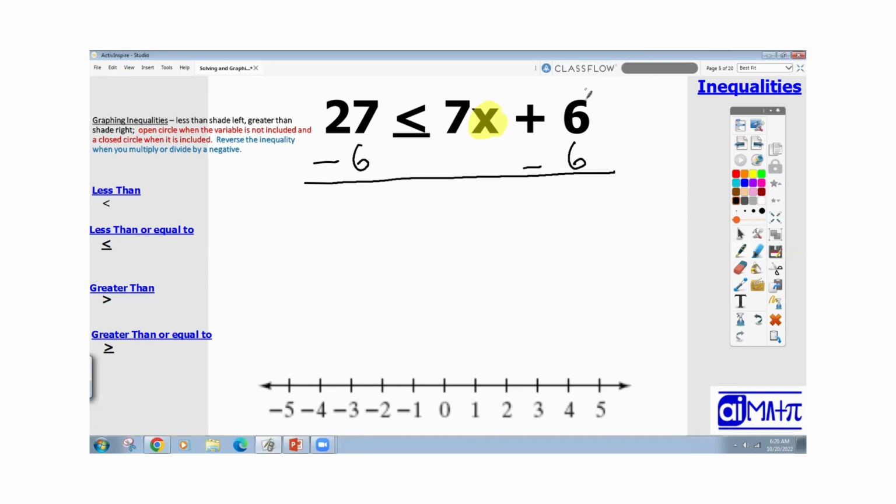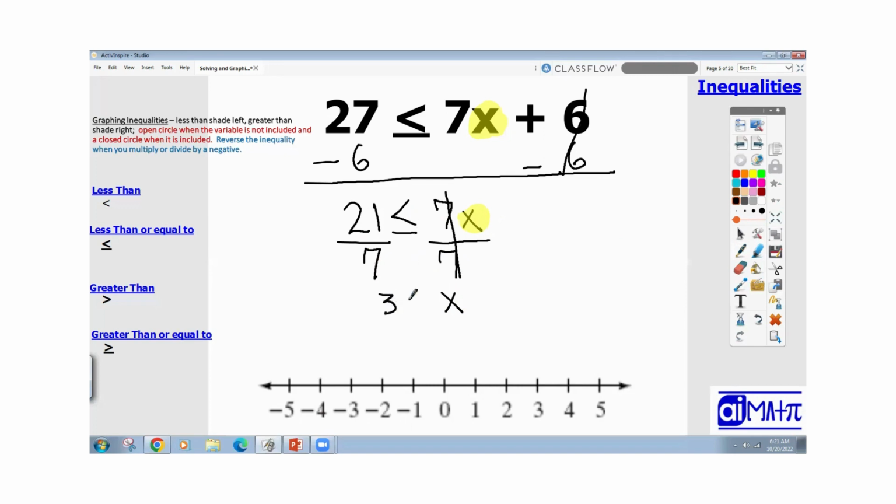6 minus 6 is 0. That cancels out. 27 minus 6 is 21. Is less than or equal to 7x. I address this x again, and I look, it's being multiplied by 7. So I am going to divide by 7. 7 divided by 7 is just 1. Drop down my x. 21 divided by 7 is 3.